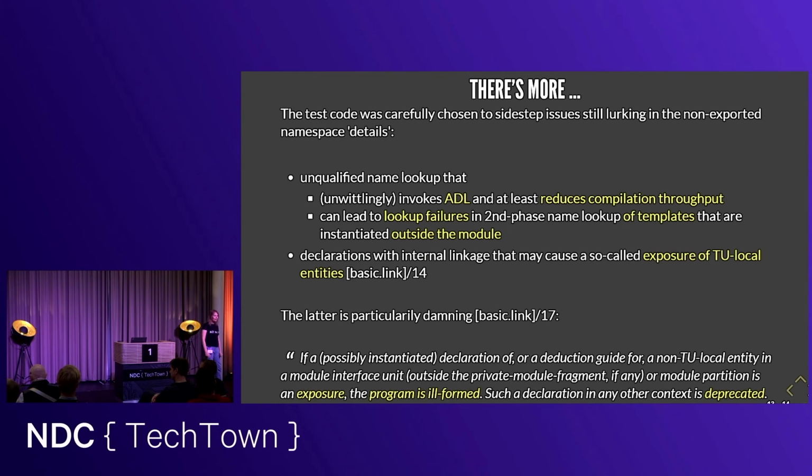And this is a real problem if you don't think about it. So please make sure you don't expose anything from your interfaces, be it in the traditional world or in the modules world. Don't expose any of these translation unit local entities through your interfaces. In the modules world, it makes your code ill-formed. In the traditional world, the standard explicitly says this is deprecated. Don't do that. If you don't do that, you're safe.